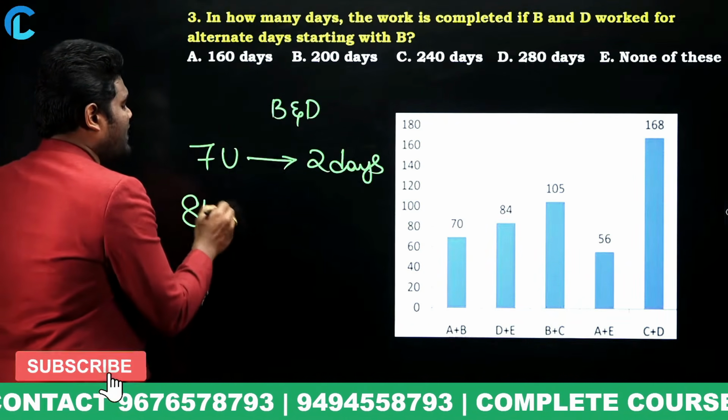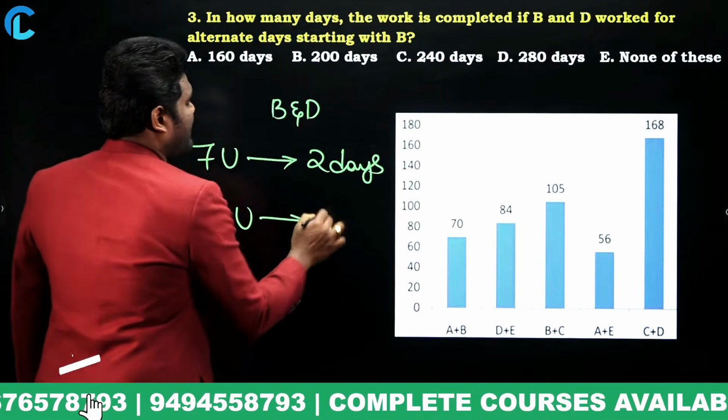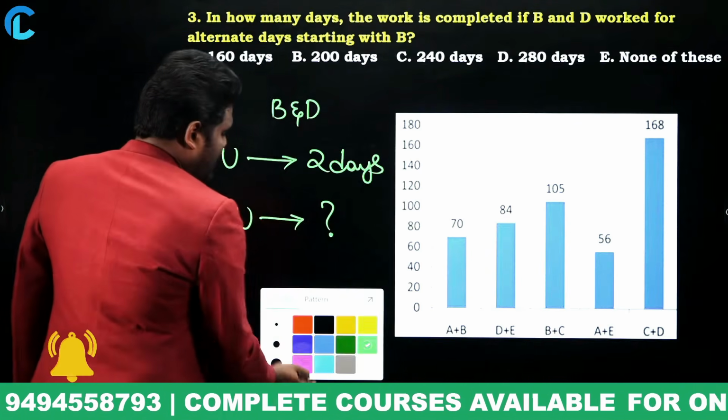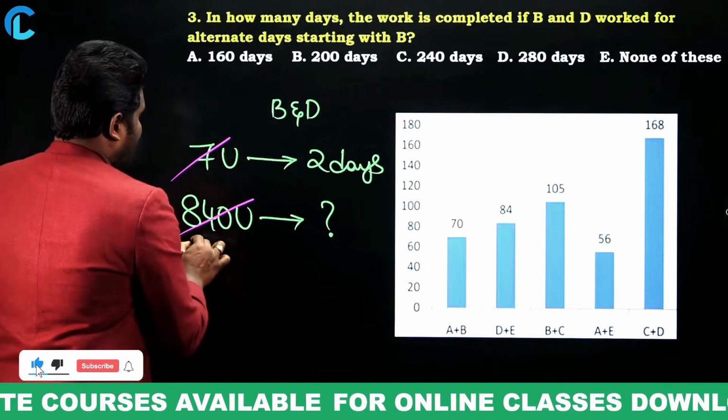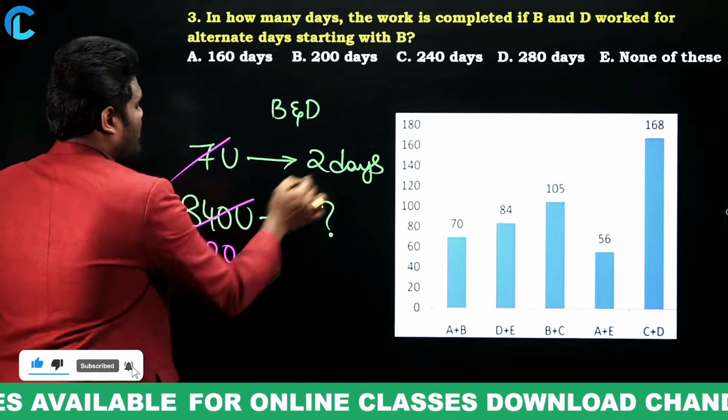So, to complete 840 units of work, how many days will they take? Yes or no? Directly you can cancel it. So if you cancel, what happened? 840 cancels in 7. How many times? 120 times. So 120 into 2.